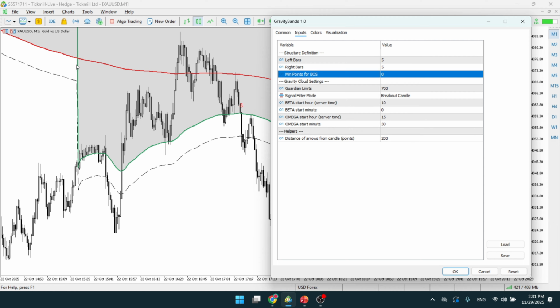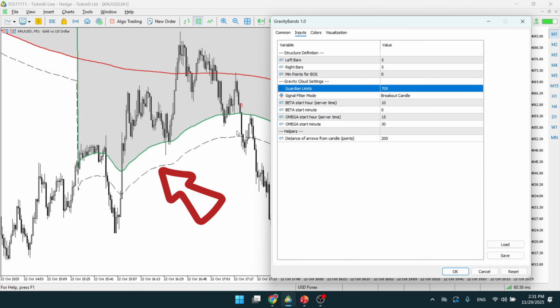Let's talk about the cloud, or the gravity cloud. Basically, you have the guardian limits. Guardian limits is what we see here in dashed. So if the price is beyond the guardian limits and I have a signal, basically I don't go and try to catch the trend. I'm late for it, so I'll let it pass. And I really wait for a signal with the price closed within the bands, like here.